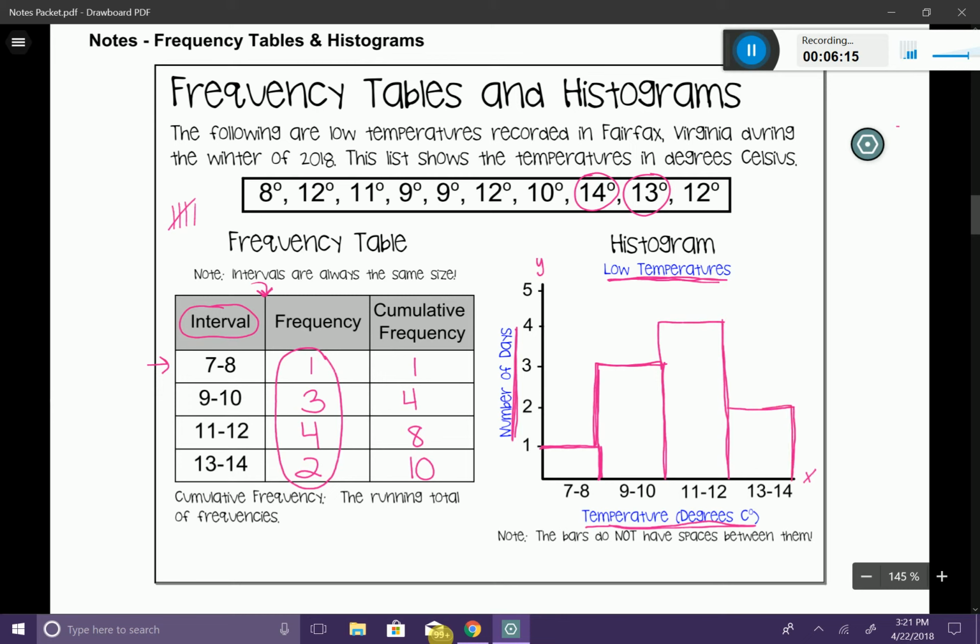So it kind of looks like a bar graph. The biggest difference is that it does not have spaces in between. And so now this histogram that we have here represents the frequency table that we have to the left. Okay, let's try a couple more examples.